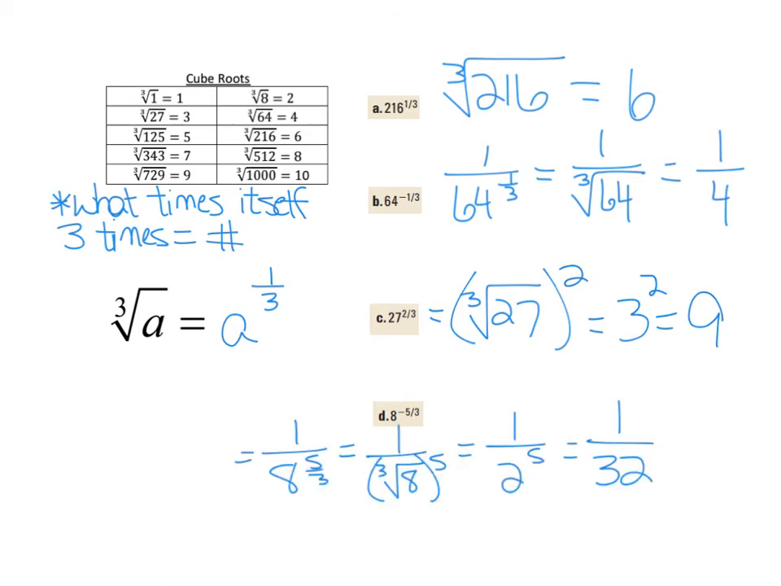So I had 8 to the negative 5/3. I took the reciprocal and got 1 over 8 to the positive 5/3. My denominator is 3, so that means I'm taking the cube root of 8. My numerator is 5, so I'm raising it to the 5th power. The cube root of 8 is 2. 2 to the 5th power is 32, so my final answer is 1 over 32.